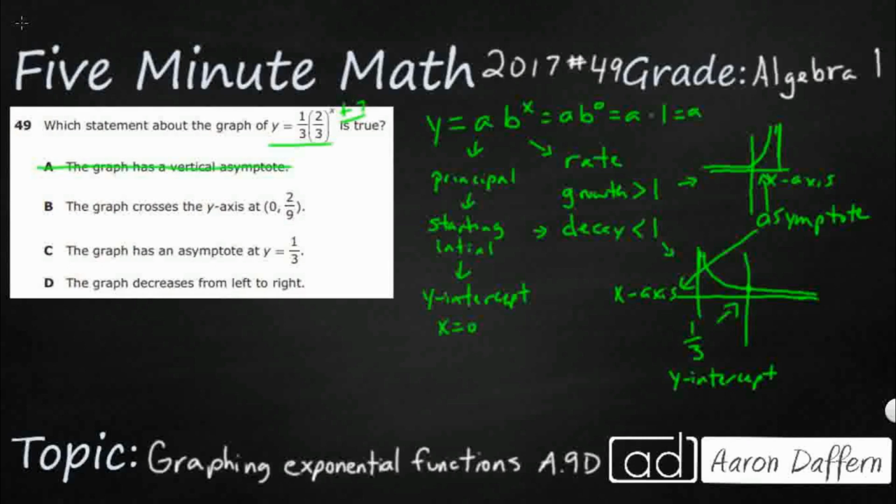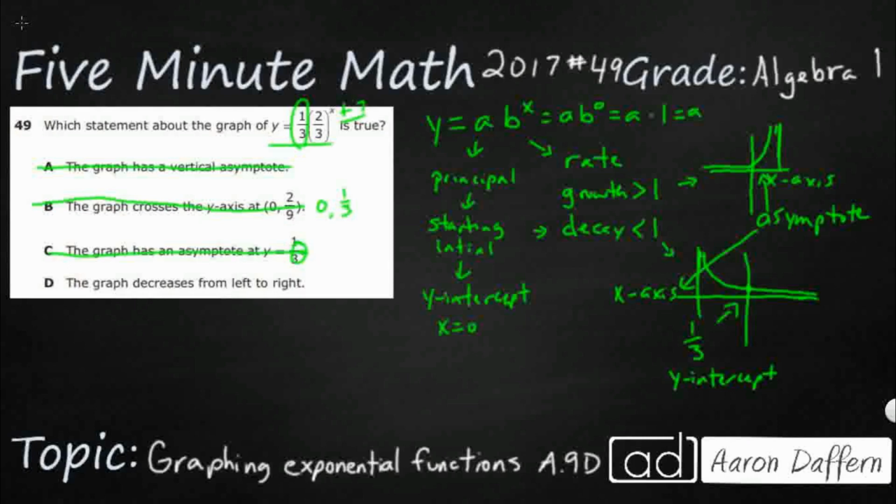The graph crosses the axis at (0, 2/9)? Nope. That's your y-intercept right there, so it's not 2/9. It's (0, 1/3). The graph has an asymptote at y = 1/3? It does not. It's at y equals 0.